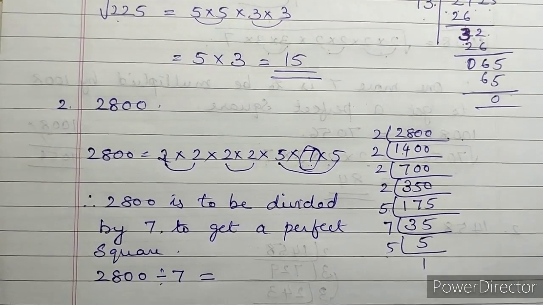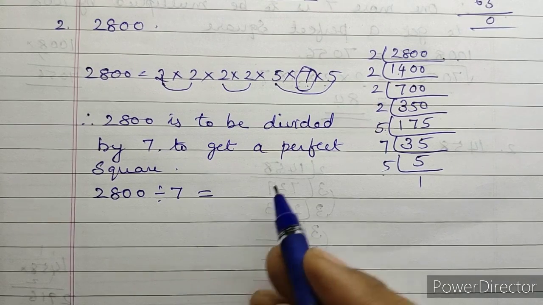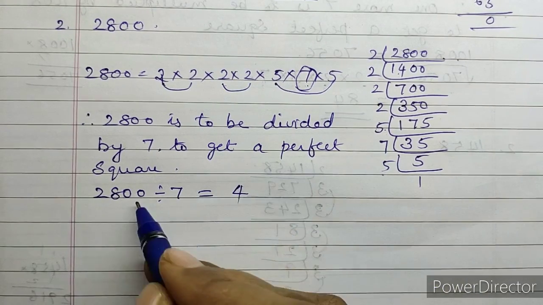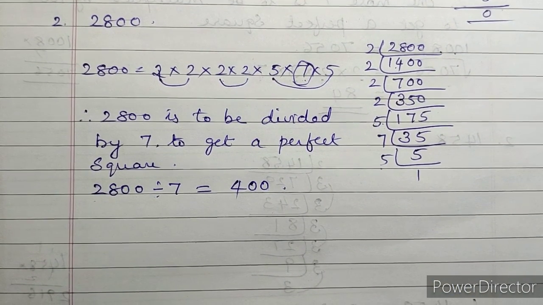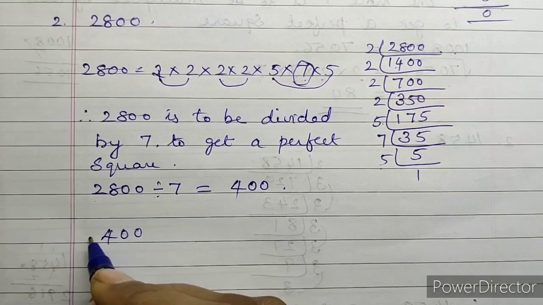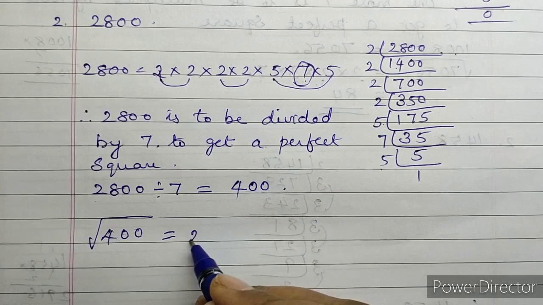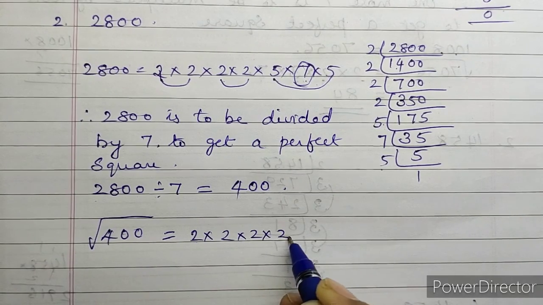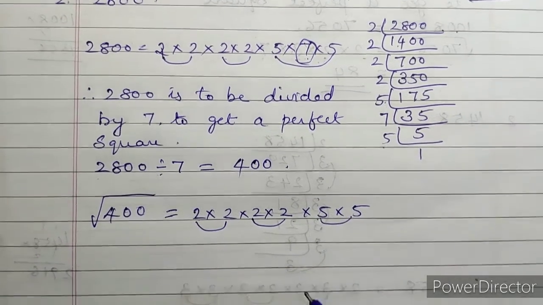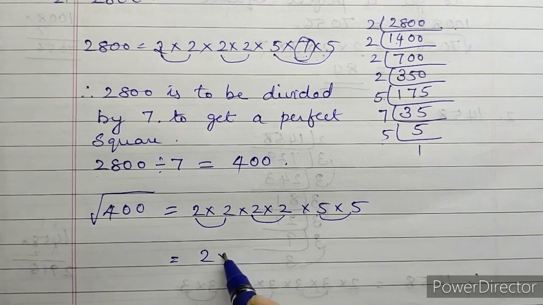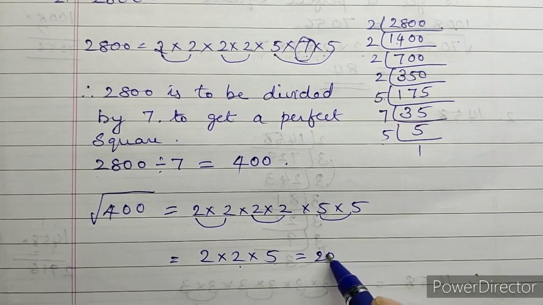How much will you get? You divide it and see. It's mental calculation only. 7 4s are 28 and put 2 zeros. So 400. So what is the square root of 400? The new number's square root also you should find. So leaving the 7, the remaining full number you can write: 2 into 2 into 2 into 2 into 5 into 5. You do pairing. So that is equal to 2 into 2 into 5. 2 2's are 4, 4 5's are 20.